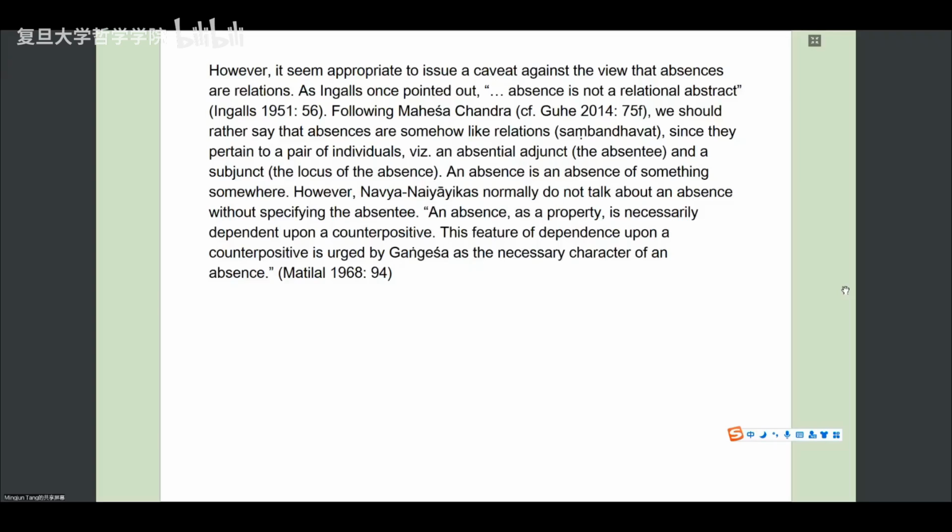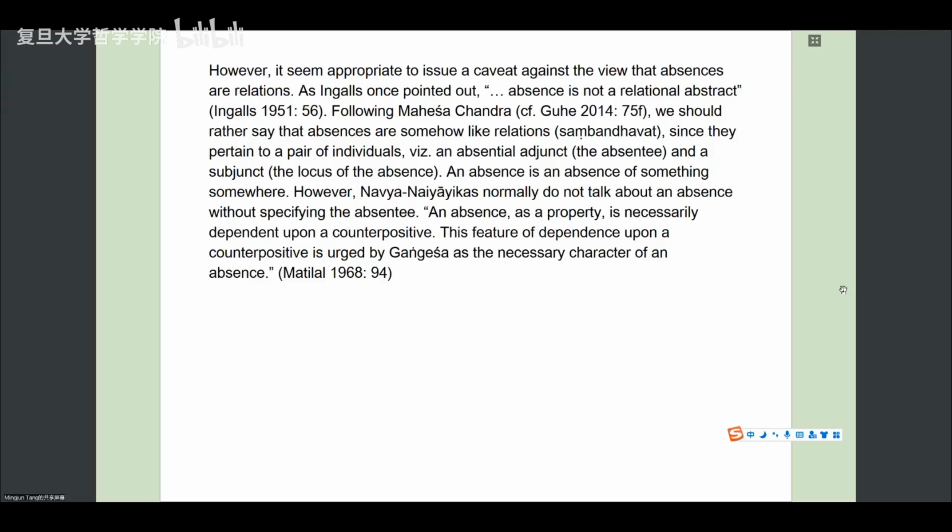They are somehow like relations since they pertain to a pair of individuals, namely an absential adjunct, the absentee or pratiyogin, and a subjunct, the locus of the absence. An absence is an absence of something somewhere. However, Navya-Nayayikas normally do not talk about an absence without specifying the absentee. I quote here from Matilal: an absence is a property. As a property, it is necessarily dependent upon a counterpositive. This feature of dependence upon a counterpositive is urged by Gangesha as the necessary character of an absence.